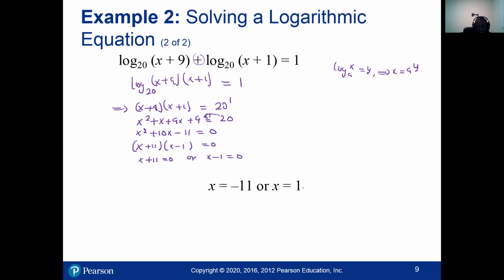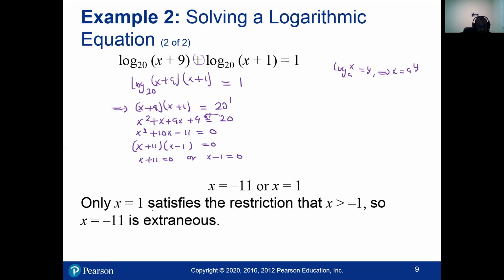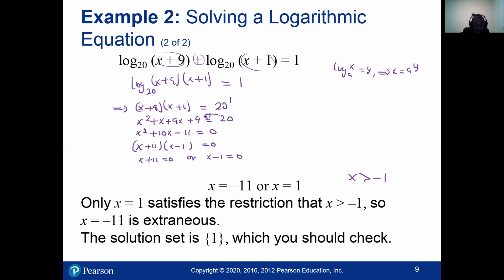That gives us x is equal to negative 11, or x is equal to positive 1. But remember the domain. x equal to 1 is the one that satisfies the restriction x greater than negative 1, which is the domain of each of x plus 9 and x plus 1. Therefore, x equal to negative 11 is an extraneous solution and so we discard it. The only solution is x equal to 1, which satisfies both.